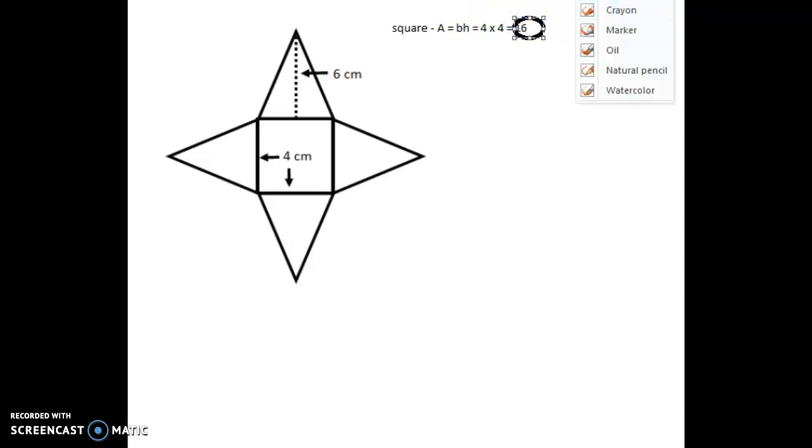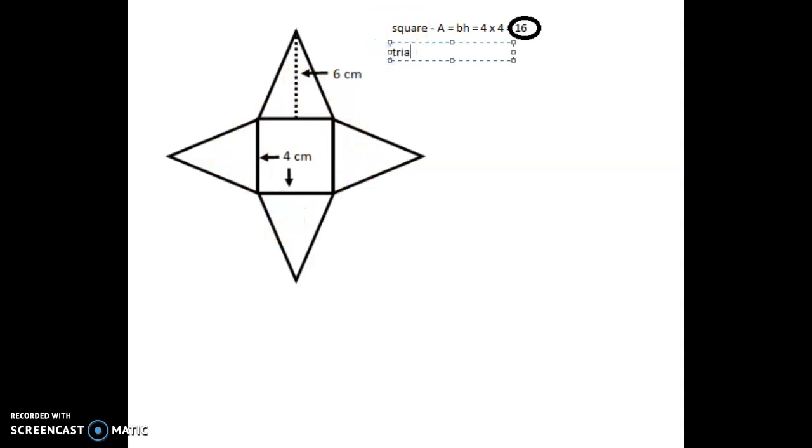Okay, so I'm going to scoot this over to the left a little. That is our first area. The square, which we've done, is 16. Next we have these triangles. Now since it's a square, all of these are 4, so all 4 of them have the same base of 4. This is just the same triangle 4 different times.